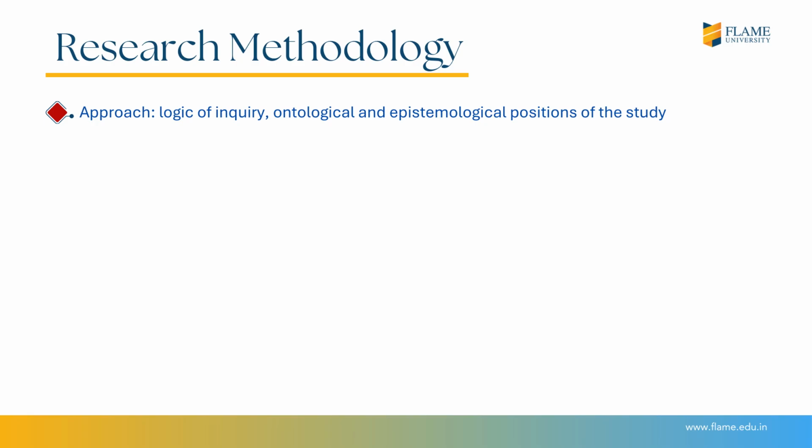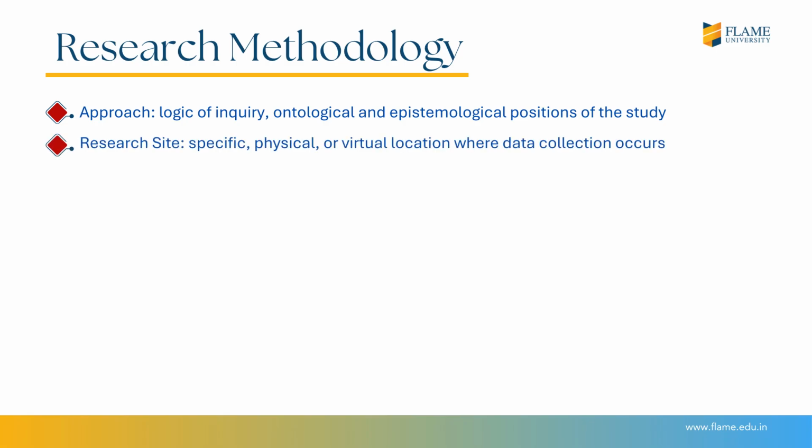You can write the ontological and epistemological positions of the study. Clearly state whether the study is qualitative, quantitative, or mixed method research. Research site. So, research site is a specific physical or virtual location where data collection occurs and directly shapes the context and quality of research findings.